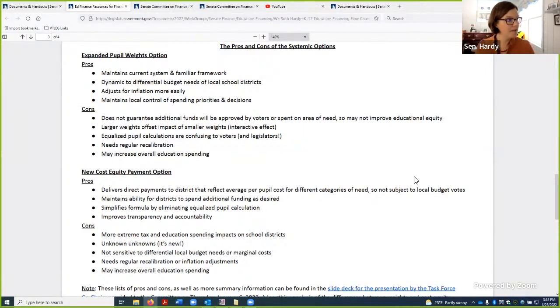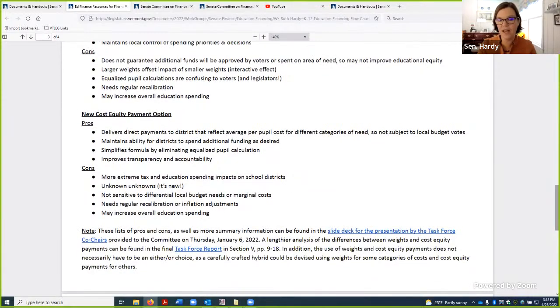The cost equity payments have some of the same pros and cons and some differences. The cost equity payments deliver direct funding to the school district in that they send a check to the school district and say, this is the money you get for the number of students in poverty you have, or the number of students you have in a small school. It's a direct payment to a school district, and therefore it's not subject to local budgeting decisions. So the district is more likely to spend it on the area of need. It does maintain the ability for districts to spend additional funding as desired, in that they could still spend it on something different unless we decide to attach strings or requirements to the cost equity payments.